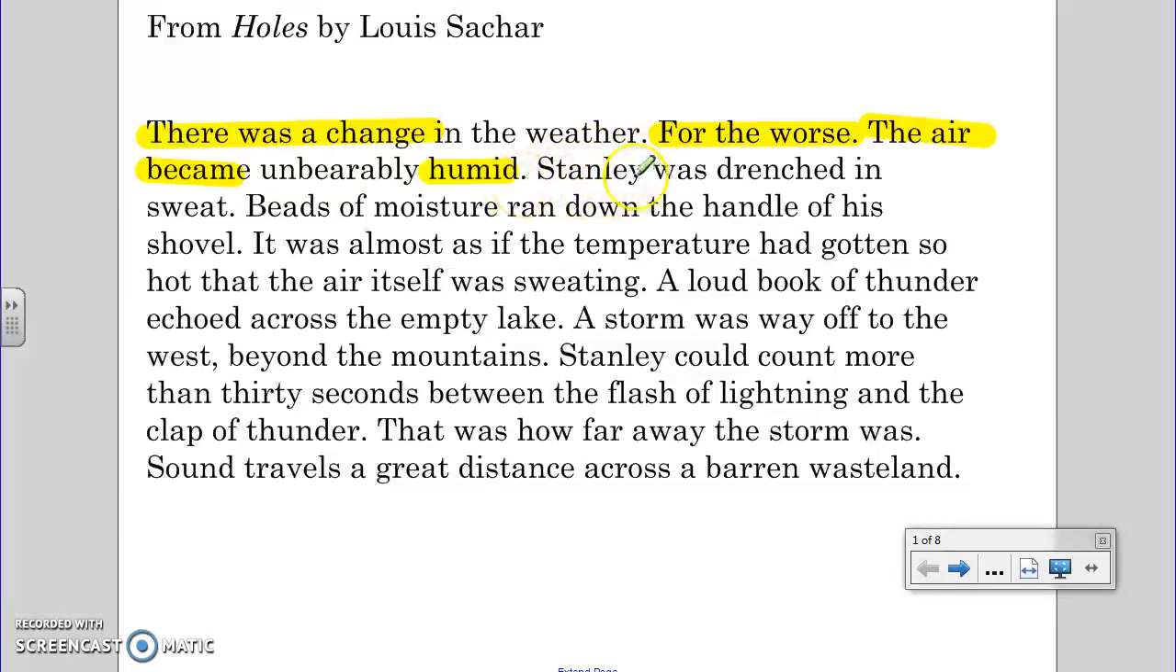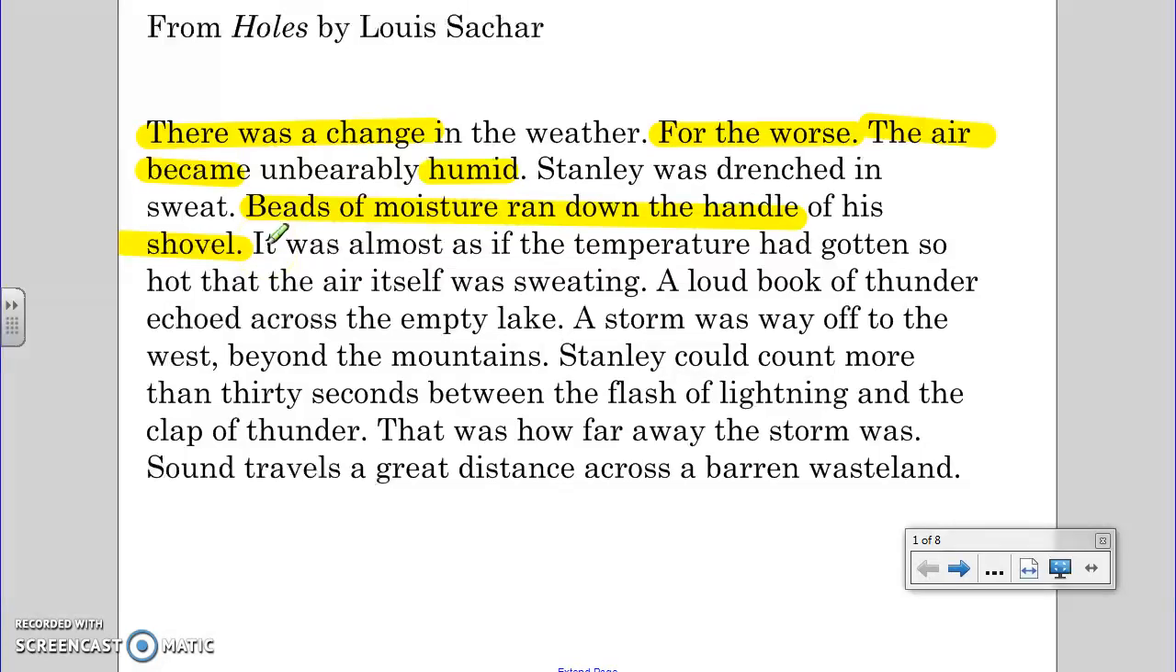Now we want to avoid names of people like Stanley because that makes it a little bit more specific to this particular novel. We're trying to write a poem from this, so we want to leave off words like Stanley. And maybe Stanley was drenched in sweat, we'll leave that completely off. But we're going to keep "beads of moisture ran down the handle of his shovel." That's extremely descriptive, and I think that would sound really great in a poem.